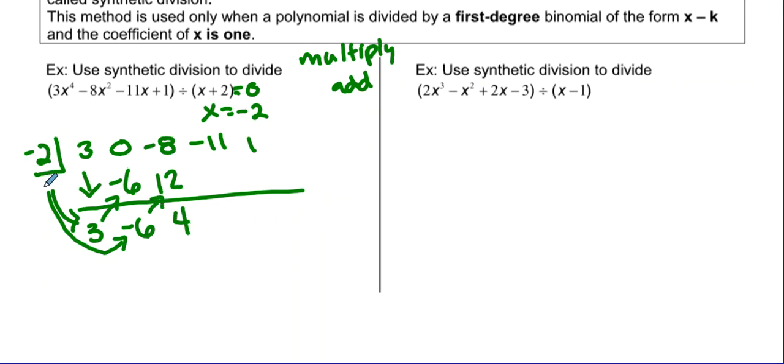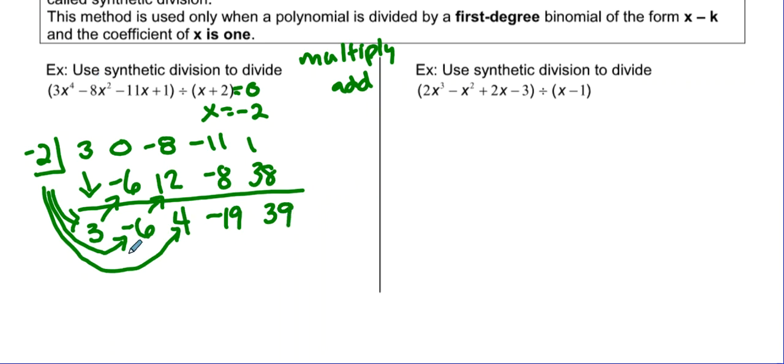Okay, then negative 2 times 4 is negative 8. You add, and you get negative 19. And negative 2 times negative 19 is 38. And then you add, and you get 39.